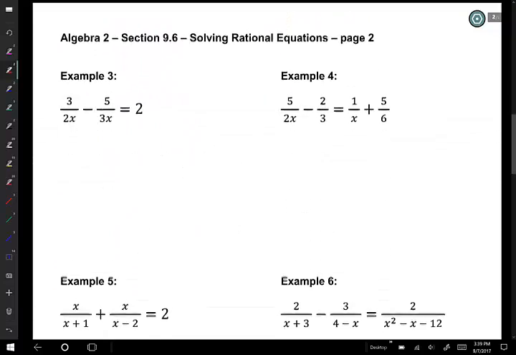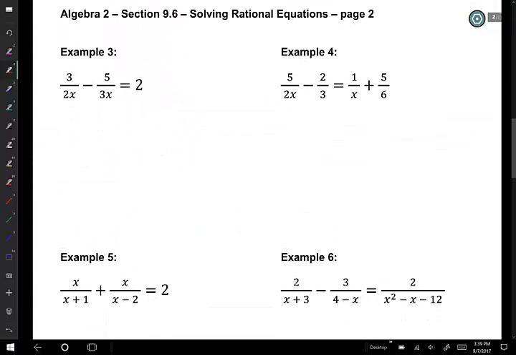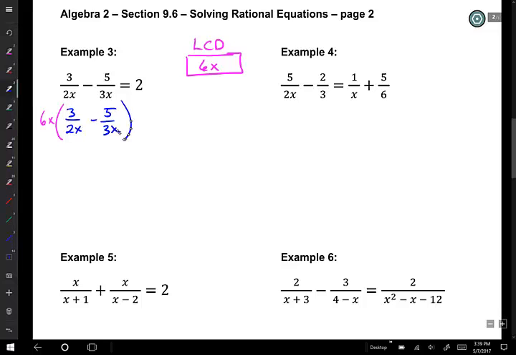Let's move down to our second page. On our second page, we don't have a fraction equals a fraction, so we're going to have to find the LCD. On example 3, the LCD between 2x and 3x is 6x. So we're going to multiply each side of the equation by 6x. So 3 over 2x minus 5 over 3x, then we're going to multiply the other side of the equation also by 6x.